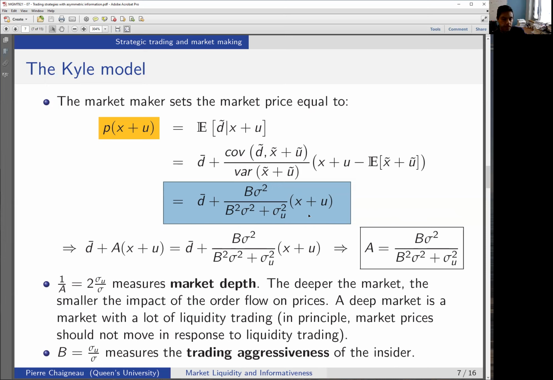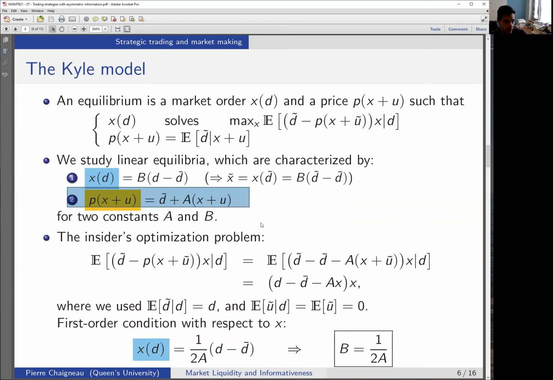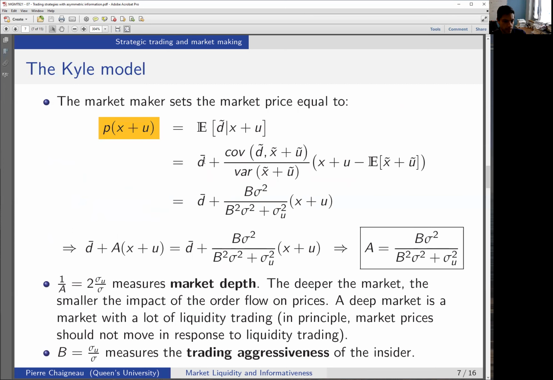Okay, so now what is the last step to solve the model? Well, remember the expression we postulated for the price in the previous slide. The price is equal to d bar plus capital A times the order flow. But the price is also equal to d bar plus this ratio times the order flow. So if we equate these two equations, which is what I did here, we get that A is going to be equal to this.